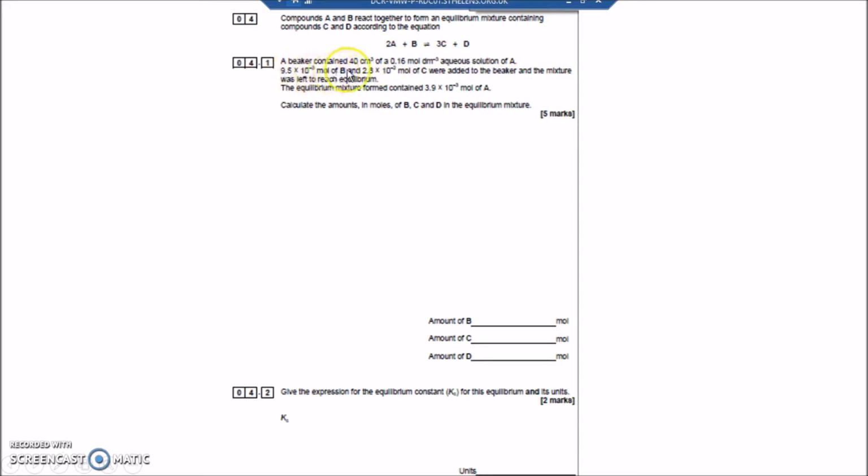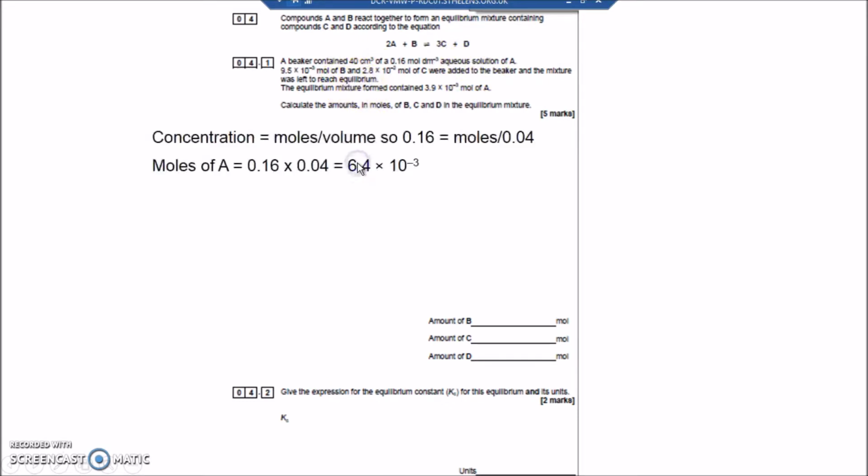Then I've got number of moles of B. I've got number of moles of C in the reaction mixture added to the beaker. It looks as if I've got no D, and allowed to reach equilibrium. I need a table, so let's get a table. So concentration is moles divided by volume, so 0.16, which is my concentration, equals moles divided by 40 centimetre cubed into decimetre cubed, small unit into a large unit, divided by 1000, 0.04. I've got the number of moles of A is 6.4 times 10 to the minus 3.